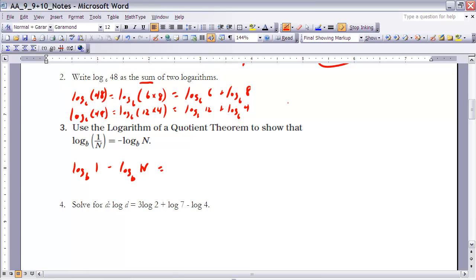Well, the log base b of 1 is 0. So I have 0 minus the log base b of n. Well, 0 minus the log base b of n is minus the log base b of n. And we've shown that those two things are equal.